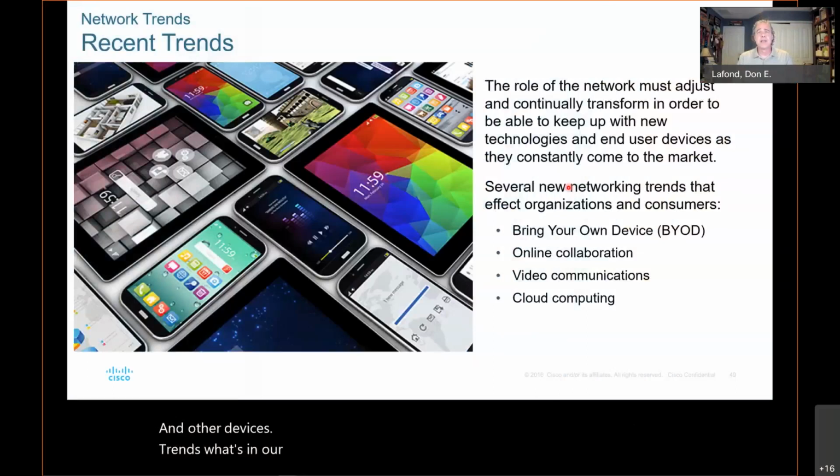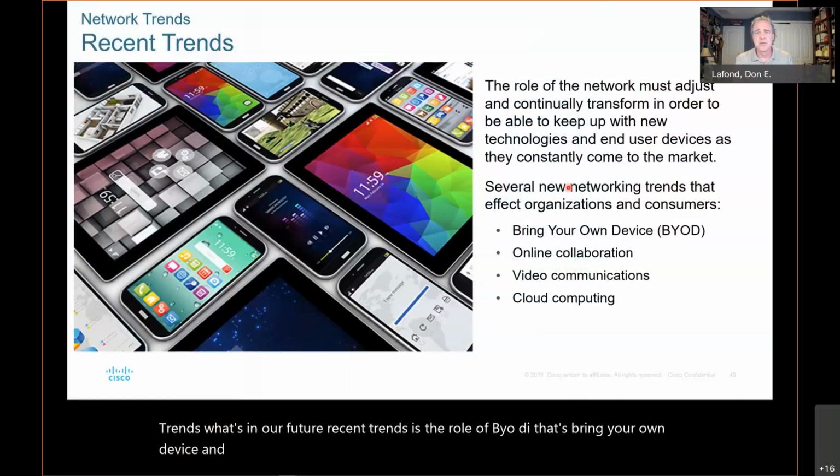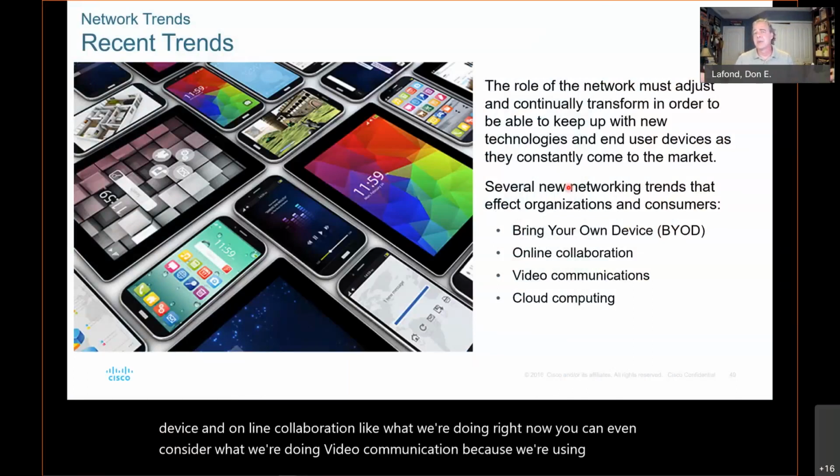Trends, what's in our future? Well, recent trends are the role of BYOD, that's bring your own device, and online collaboration, like what we're doing right now. You can even consider what we're doing video communication, because we're using video to talk, and cloud computing.